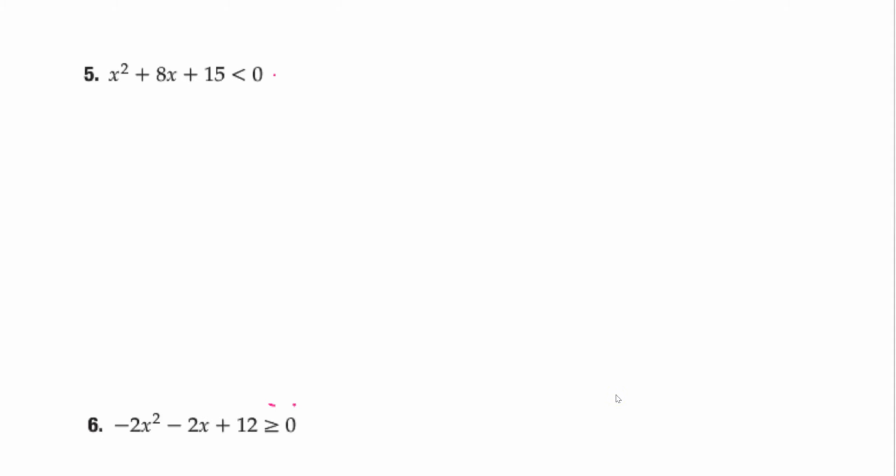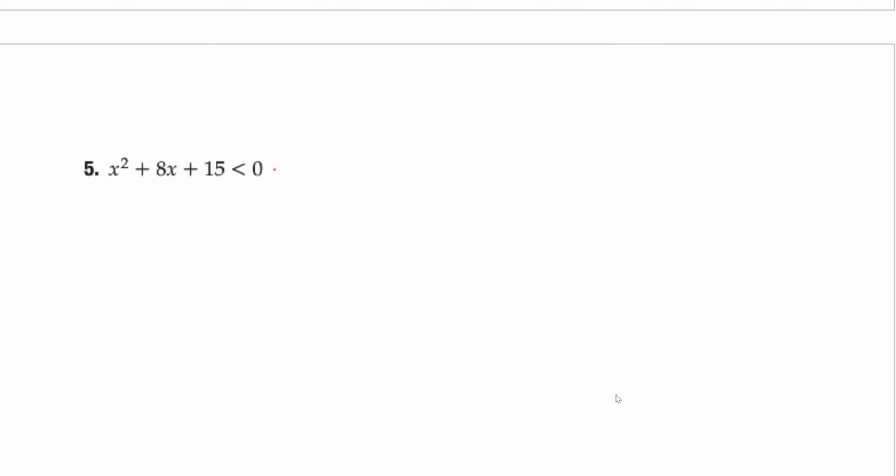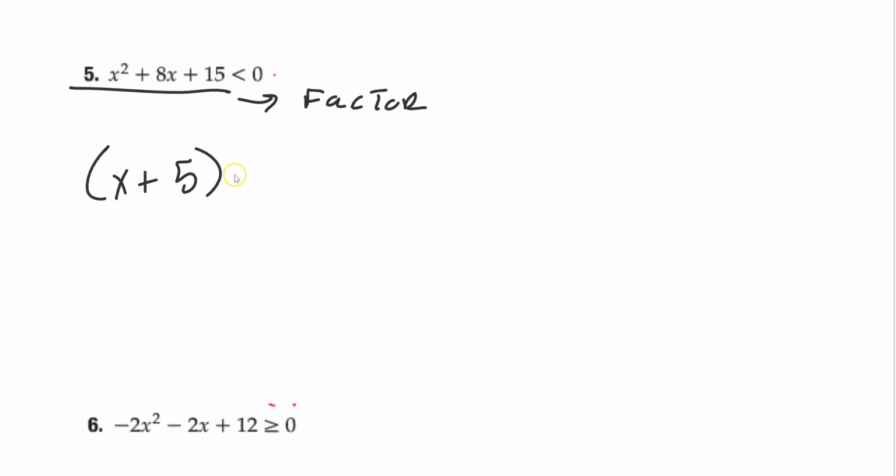Let's do a couple more. Let's do this one, actually. So this one, you're like, okay, how do I do it here if I don't have a picture? Well, we got to factor it. So I could factor this. This is x plus 5, x plus 3. So less than 0. Split it. X equals negative 5 and negative 3.